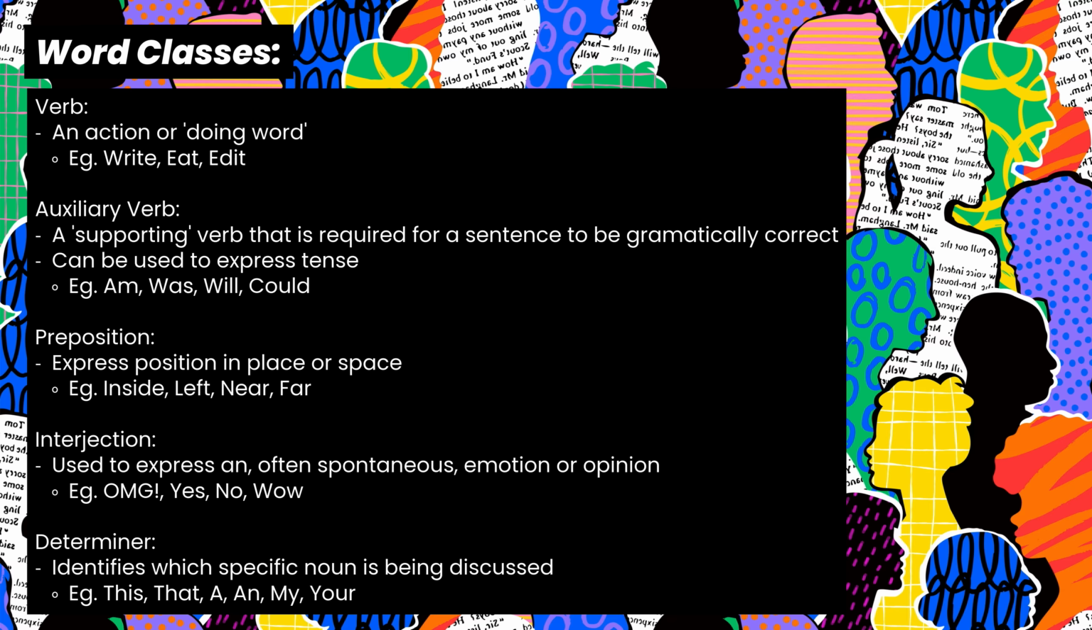Then we have determiners. And determiners help us identify which specific noun is being discussed. Remember, there's a big difference between someone asking you to get them a pencil and someone asking you to get them that pencil. So our determiners include words like this, that, a, an, my, and your. And you'll notice that these last two determiners on the list are possessive because my and your both tell us not only which noun is being discussed, but also who owns that specific noun.